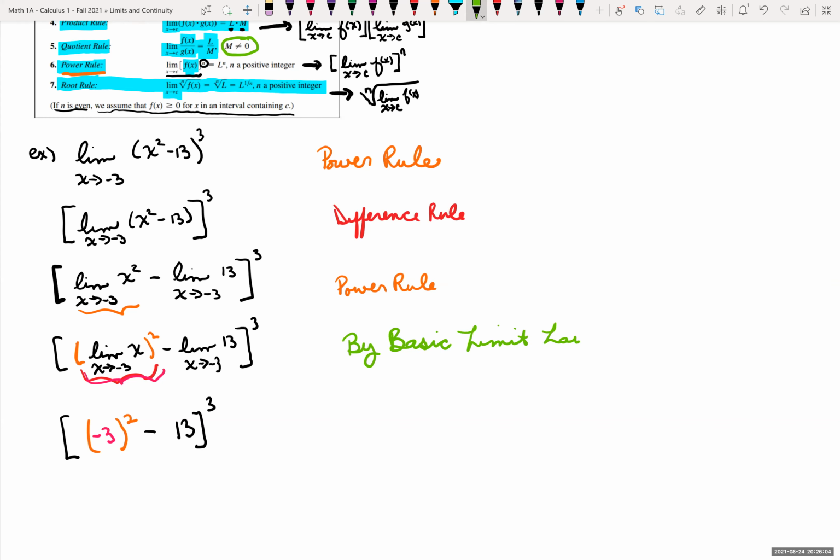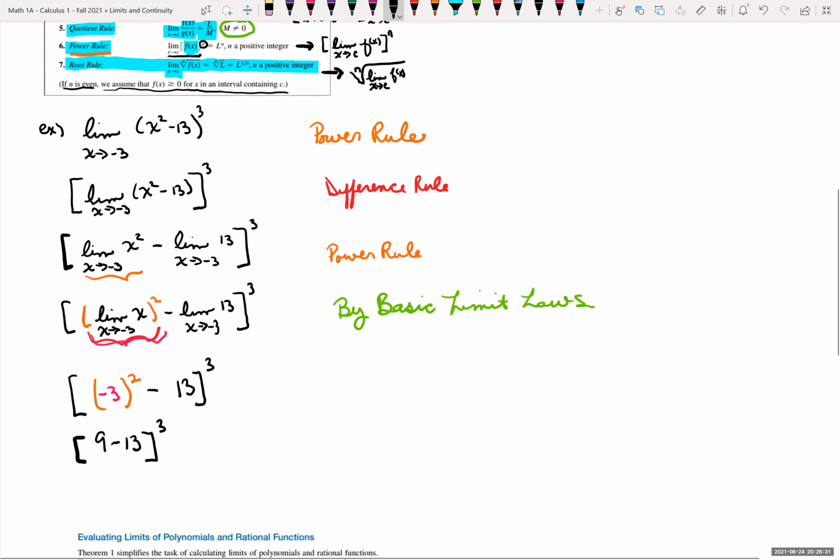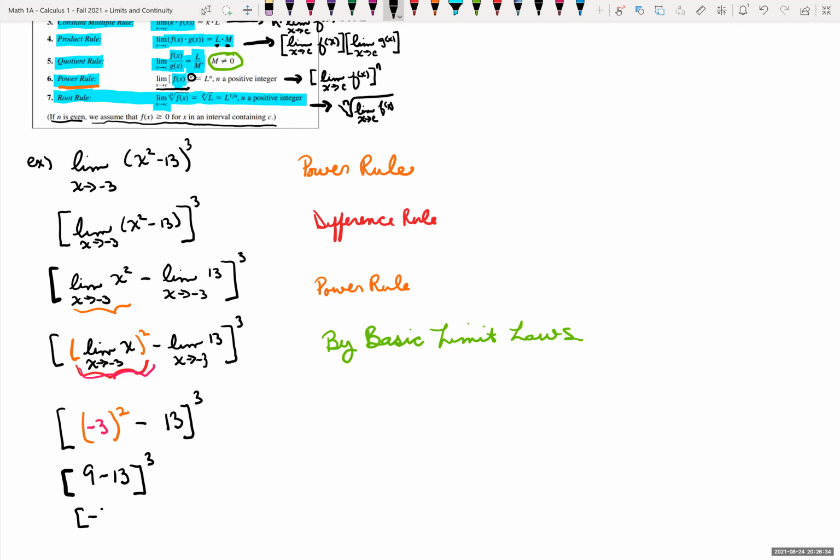And now let's just use order of operations to simplify this down. Inside the main brackets, exponents come first: -3 quantity squared is +9, minus 13 quantity cubed. 9 minus 13 is -4. And if I cube -4, 4 times 4 is 16, 16 times 4 is 64, but I'm multiplying negatives an odd number of times, so it's going to be -64.